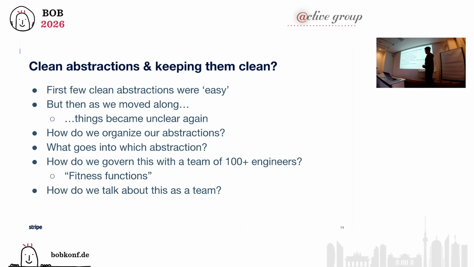Questions came up like, how do we organize our abstractions? We identified them, but how should they relate to each other? Where in the code physically should I put them? Another question we had is, what should we even put in what abstraction? And as we evolve these abstractions, what are the rules around that?